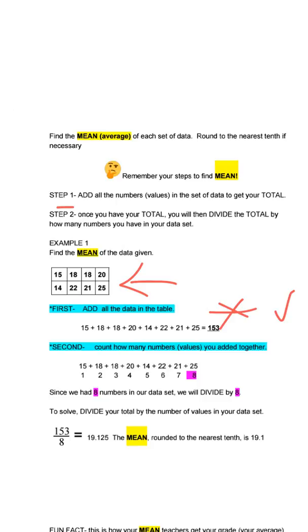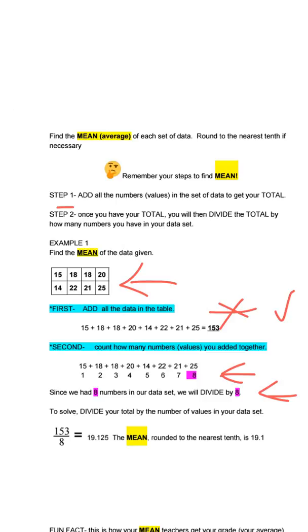Okay, now step 2, what you're going to do is count how many values you had. So how many different numbers did we work with? We were looking at 8 different numbers. And if you'll notice right here, we're showing you how we counted each value. 15 was the first one, 18 was the second, and so on and so forth. And we ended up with 8 different values. So because we were dealing with 8 different values, we're going to divide by 8. And you'll see that right there too.